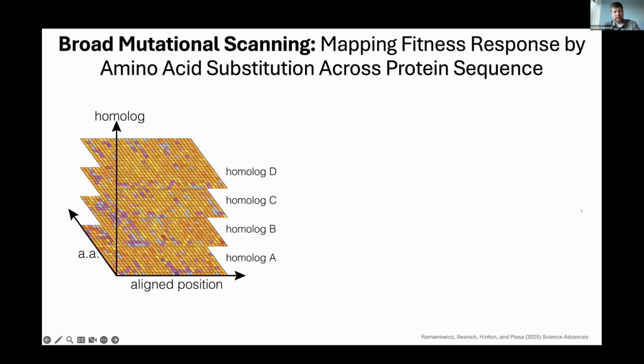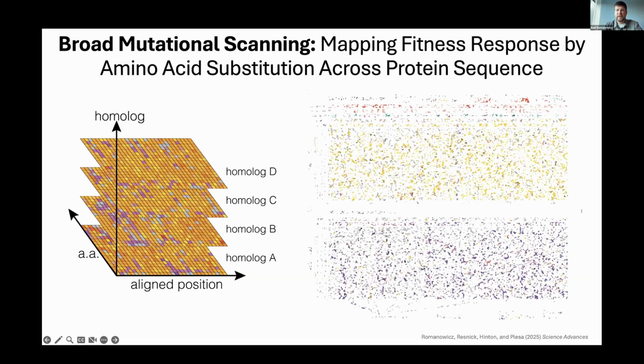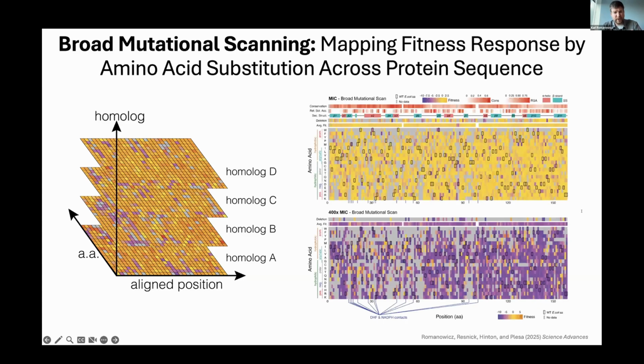Okay, so now returning back to the broad mutational scanning analysis, we map the fitness response across this protein family by collapsing all of that homolog data onto the amino acid specific effects along the protein sequence. And so at the MIC, shown in the heat map on the top, we observe numerous substitutions that produce a negative fitness response, right? These are reflecting mutations that disrupt function under mild selective pressure.